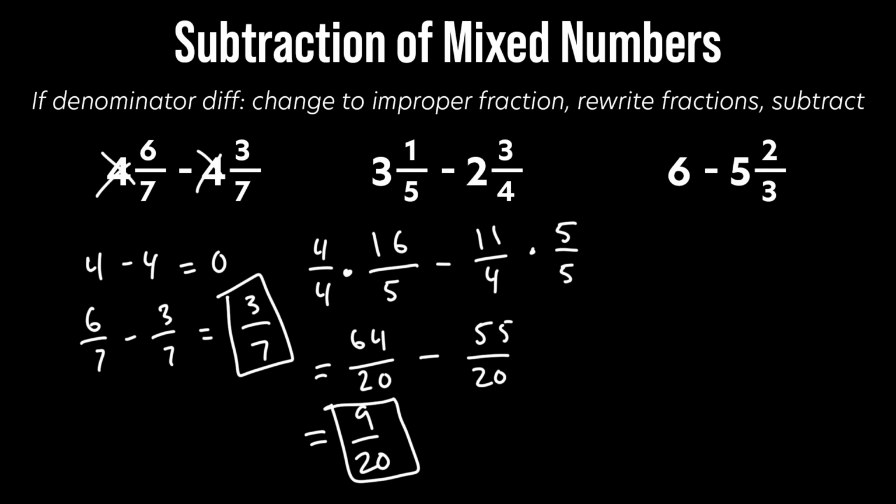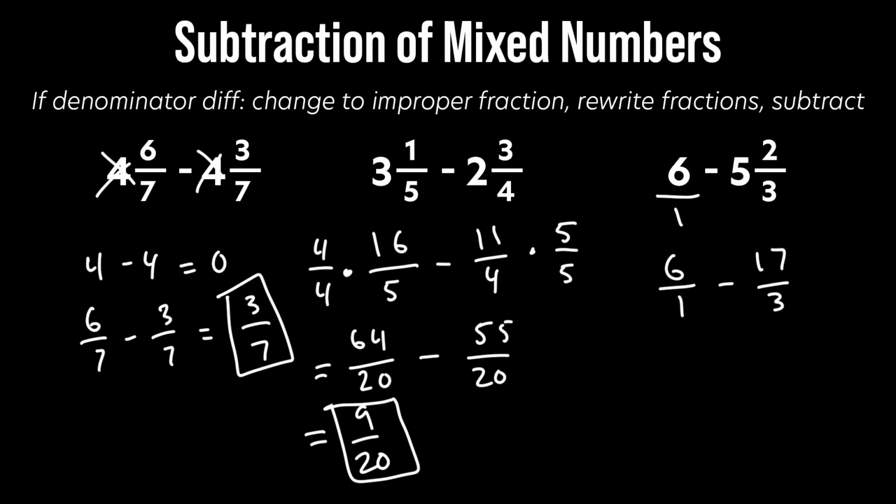Now for our final problem, we have a whole number, 6 minus 5 2/3. So let's rewrite the whole number as a fraction. So 6 is the same as 6 over 1. And so now we need to change 5 2/3 to an improper fraction. So 5, we want to rewrite in terms of a fraction with denominator 3. So we're going to multiply by 3 over 3, and we get 15 over 3. And then we add on the 2/3, and this is equal to 17 over 3. So now we have 6 over 1 minus 17 over 3.